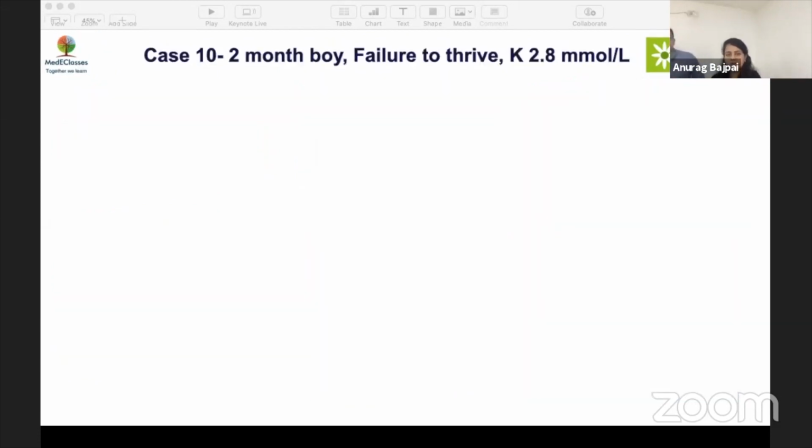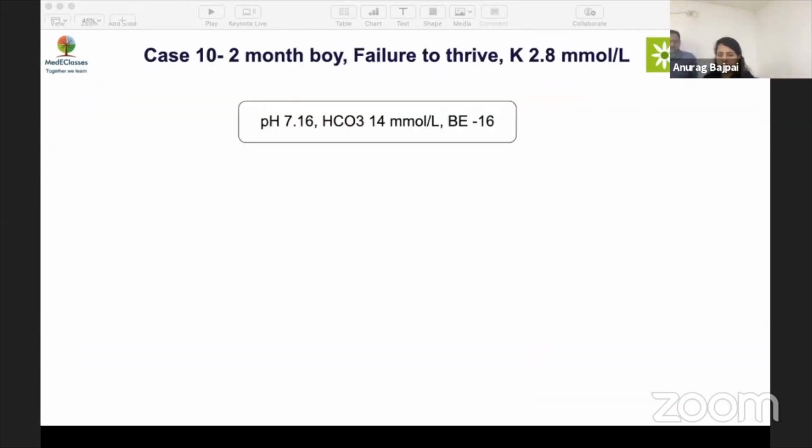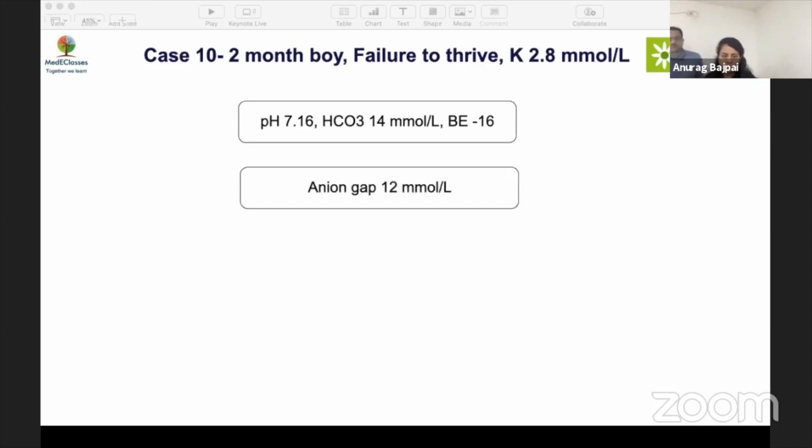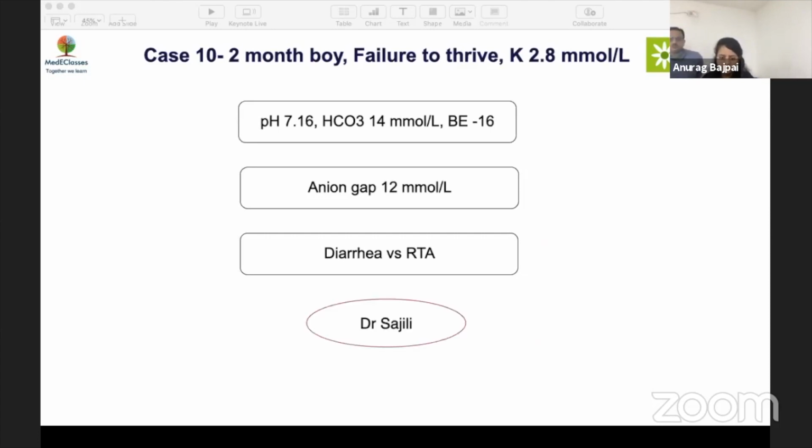Next case is a 2-month-old boy with failure to thrive. Potassium is 2.8, so there is hypokalemia, and blood gas showed metabolic acidosis, base excess of -16, and anion gap was normal, that is 12. This boy also had a history of diarrhea. So the main differential would be diarrhea versus RTA because there was significant failure to thrive. Dr. Sajili, how will you differentiate these two conditions?